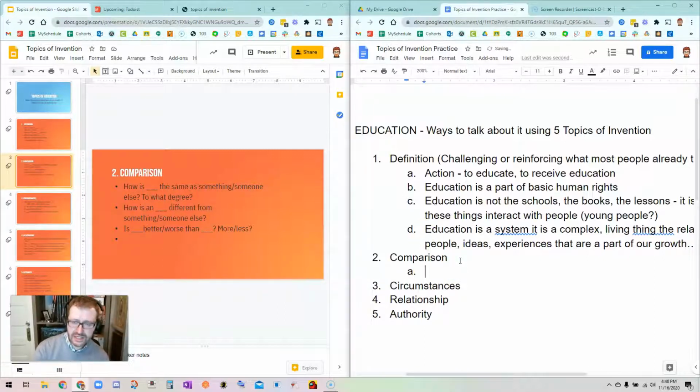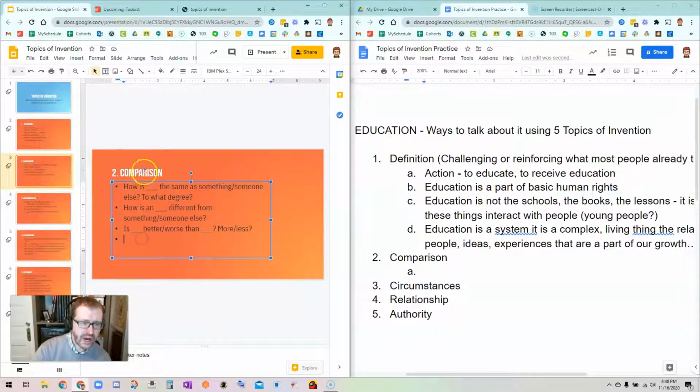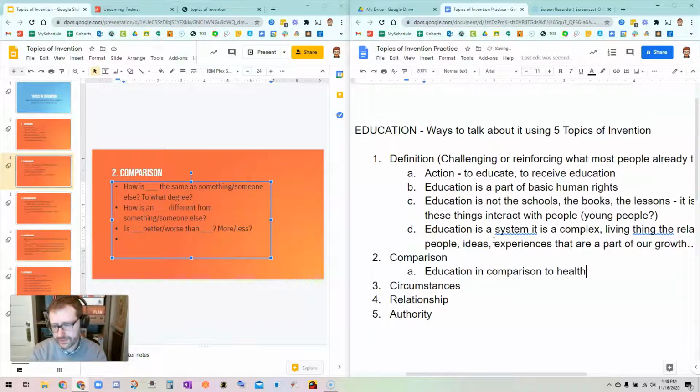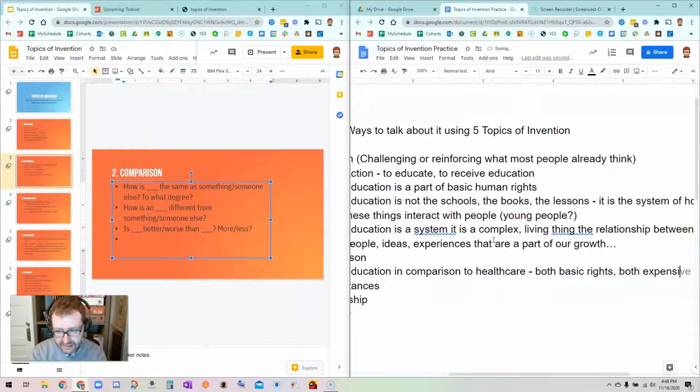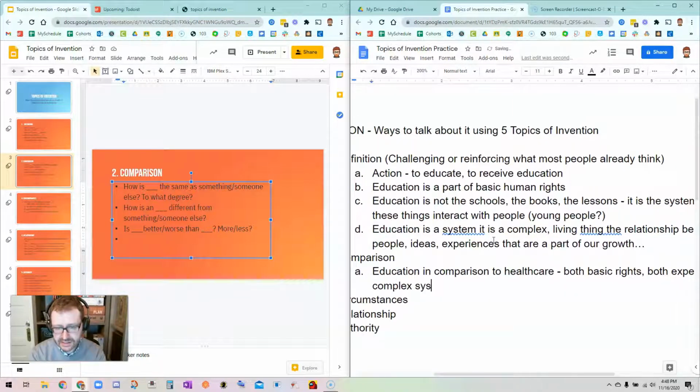So comparison is about the relationship between different things. How is this something the same as something or someone else, and to what degree? So maybe I mentioned that it's a basic right. So maybe this piece of writing is going to talk about education in comparison to healthcare, and they're both basic rights, and both expensive, complex systems that, as set up now, benefit the wealthy.